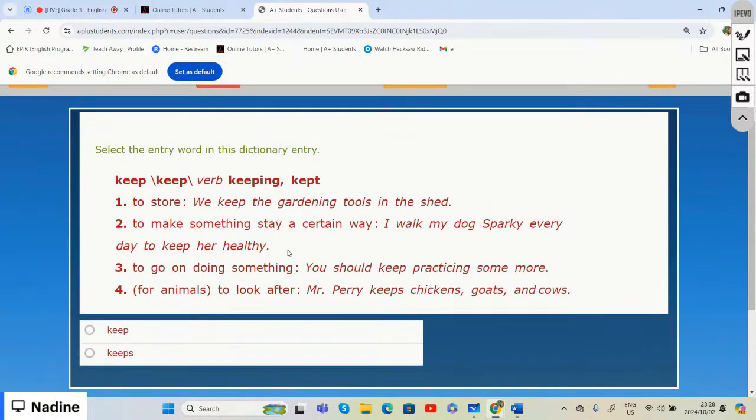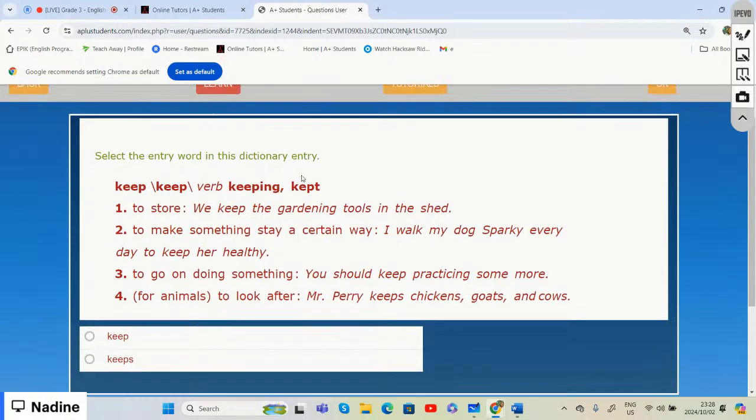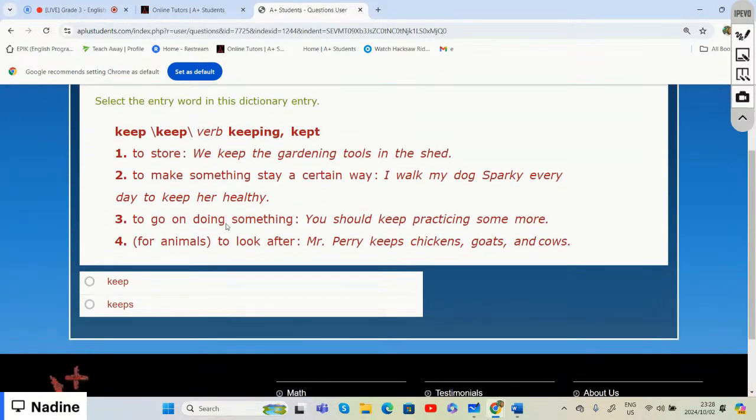What is the entry word, the actual word, the entry word in the dictionary entry? The entry word. Is it option one, keep, or option two, keeps?